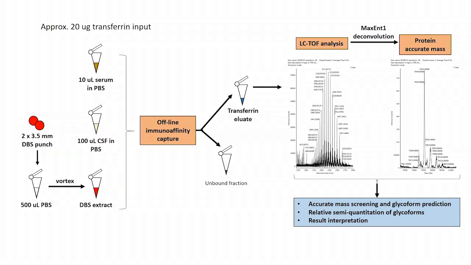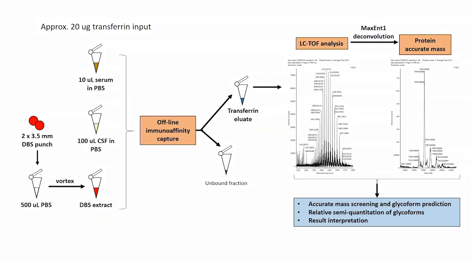Our method can be used for serum or CSF. For the dried blood spot, we found that it's actually quite easy to do. We only need two punches of a 3.5 mm diameter punch, and then extract it using phosphate buffered saline. The eluate should be sufficient for the affinity capture. So we use an offline immunoaffinity capture. The material we use is from Thermo Fisher, the CaptureSelect, which is quite a good product. The binding and elution is quite easy.